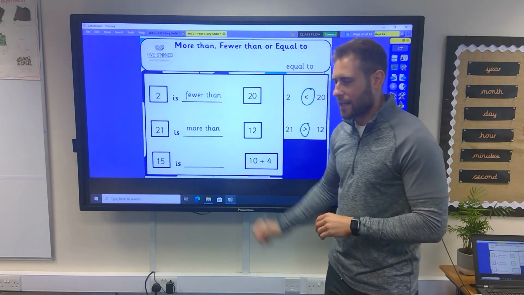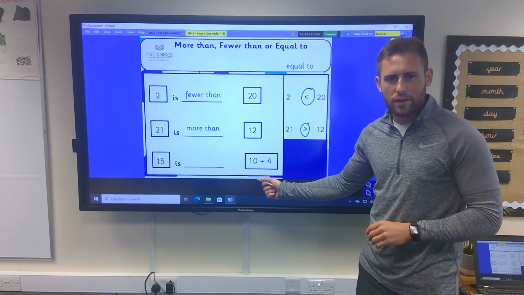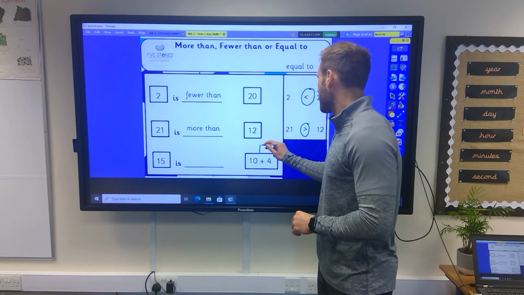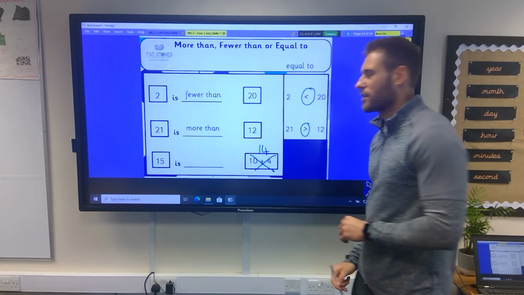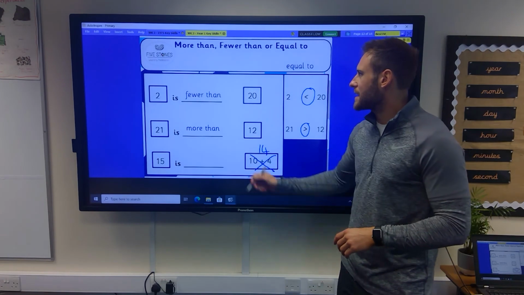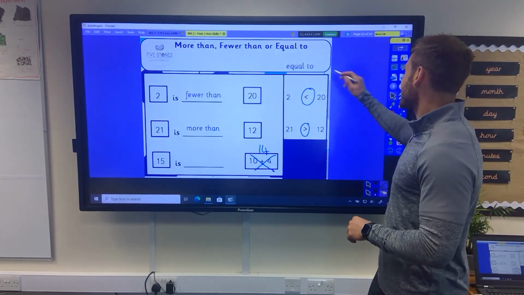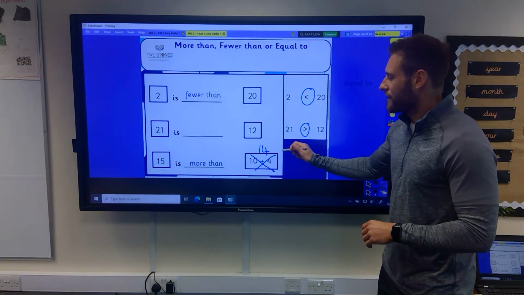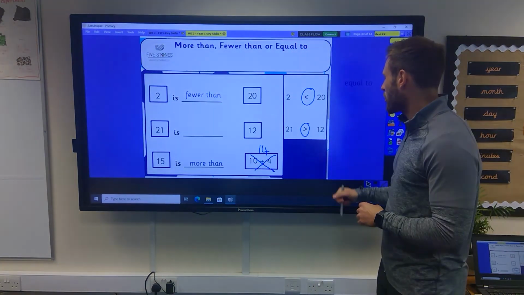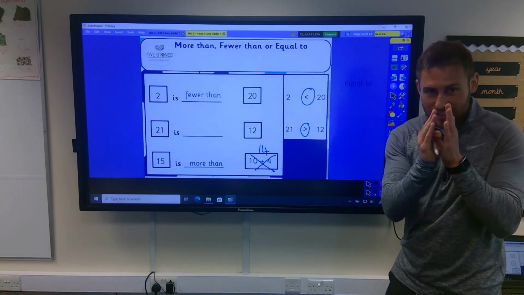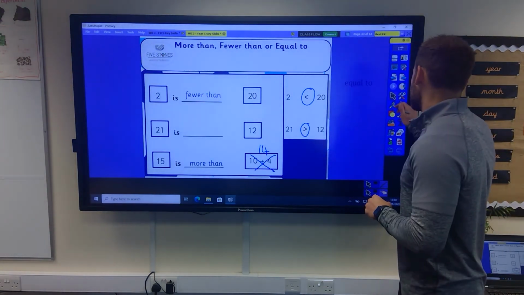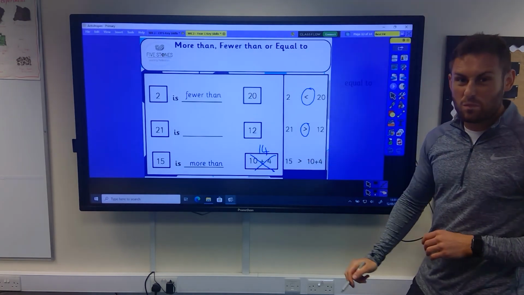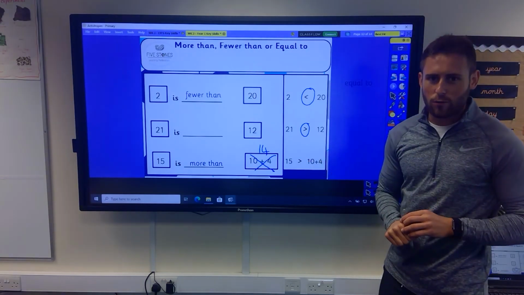Superb. And finally, we've got a little bit of a calculation to figure out first. 10 add 4 is, yes, that's the same as 14. So if we get rid of that, we just think of it as 14. 15 is, no, it's not equal to, that was a trick. 15 is more than 14, even though it is a lot closer than 21 is to 12. So let's have a little look at how that might look. So 15 is more than 10 add 4.